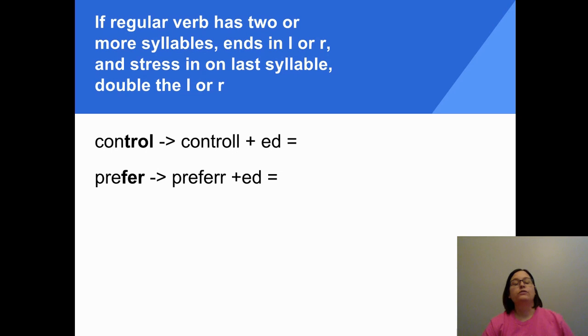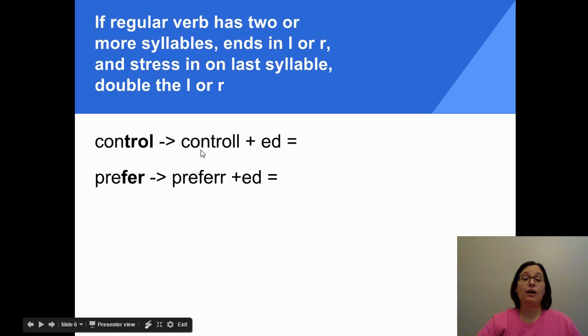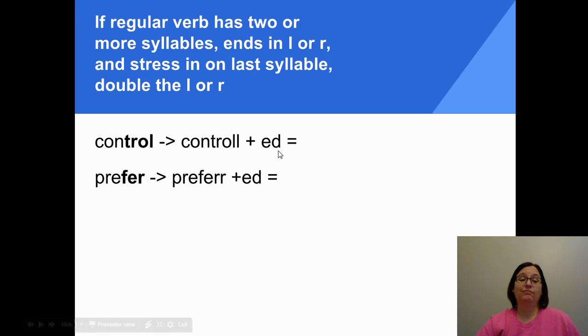So let's look at this word on the screen. The word is control. The stress is on the second part, con-TROL. And prefer, pre-FER. So when the stress is on the second part of the word or the last part of the word, and then it ends with an L or an R, we have to double that L or R. That's one of those complicated rules. So we have to double that L or R and then add ed. All right, I'll give you a minute to get that one down.